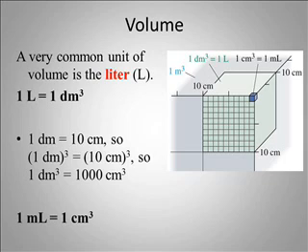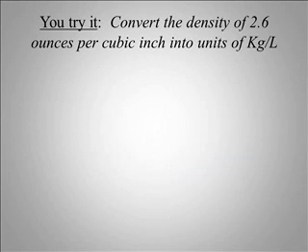Since 1 decimeter is 10 centimeters, volumetrically we'll cube those unit lengths. 1 decimeter cubed is 10 centimeters cubed. 1 cubed is 1. 10 cubed is 1,000. There are 1,000 cubic centimeters in 1 decimeter cubed. We have another name for the cubic centimeter. We can call it the milliliter. So volume sometimes requires us to think three-dimensionally. Let's put all these together and you try a conversion now.